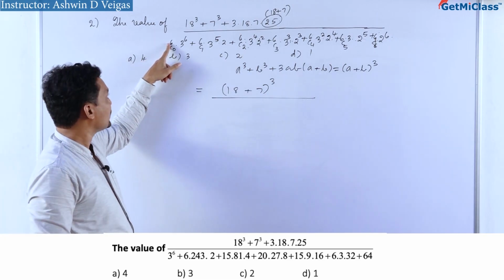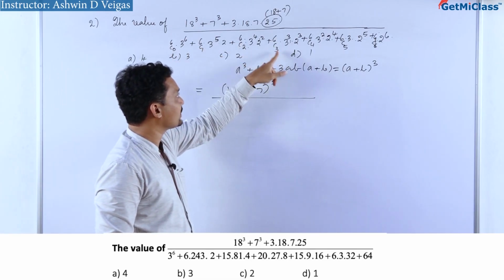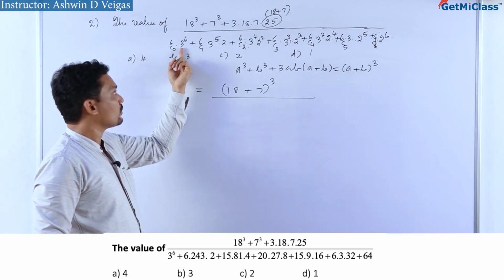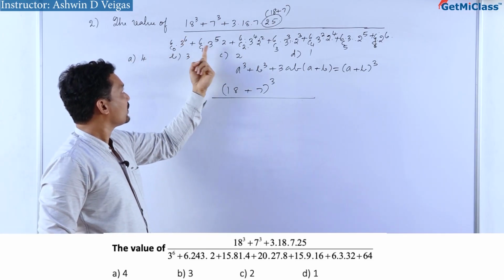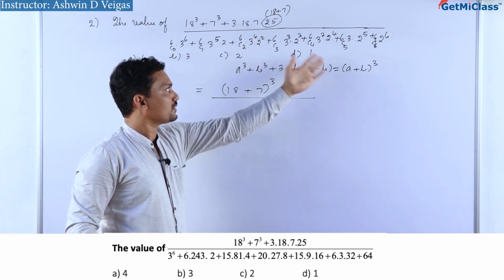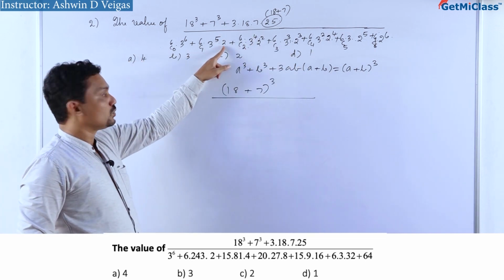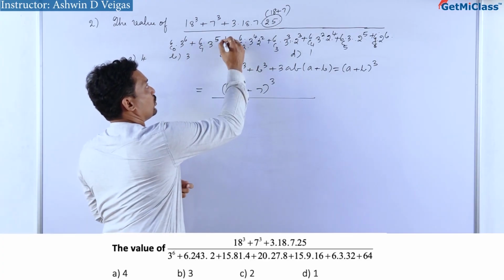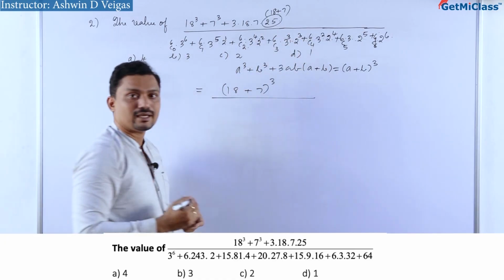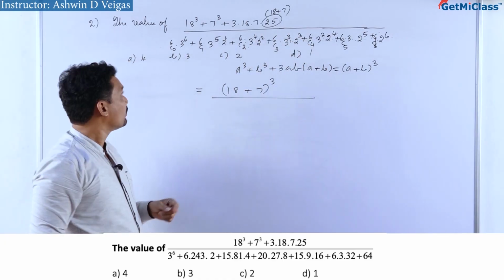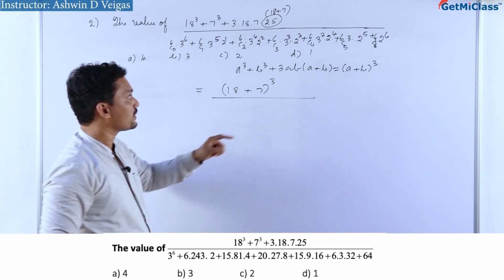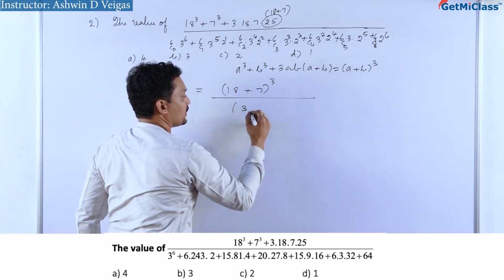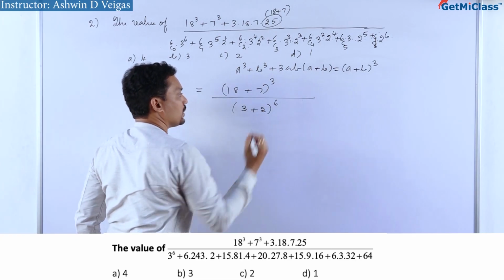See the binomial coefficients 6c0, 6c1, 6c2, 6c3, 6c4, 6c5, 6c6. They are in order. Now, look at the power of 3. It is decreasing by 1: 3 power 6, 3 power 5, 3 power 4, 3 power 3, etc. Look at the power of 2. Here it is 2 power 0, here it is 2 power 1, 2 power 2, 2 power 3, etc. So, in a very simple way, since the first term is 3 power 6 and the last term is 2 power 6, the entire expression in the denominator can be written as 3 plus 2 power 6.